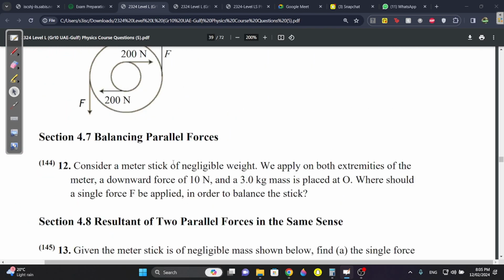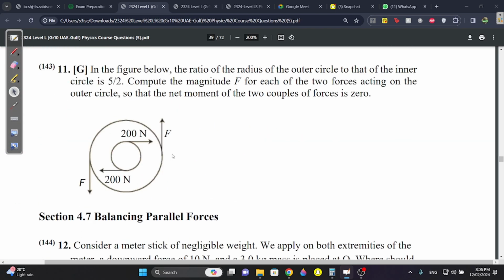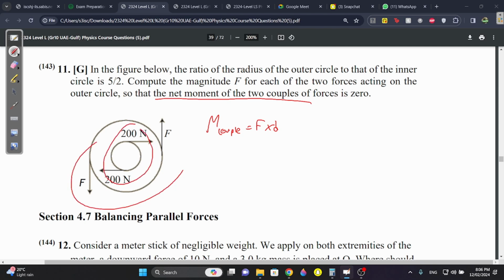Question 11. In the figure below, the ratio of the radius of the outer to the inner is 5/2. Calculate the magnitude F for each of the two forces acting on the outer circle so that the net moment is zero. Okay, you have two couples. You have the F and F, and you have the 200 with the 200, right? What you have to know, the moment of any couple is Fd. And since we want the net moment of the two couples to be zero, that means this Fd should be equal to this Fd.